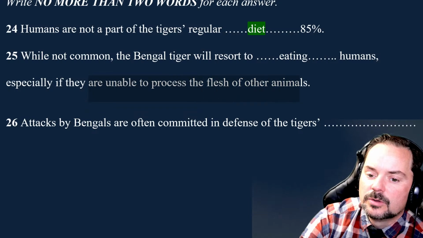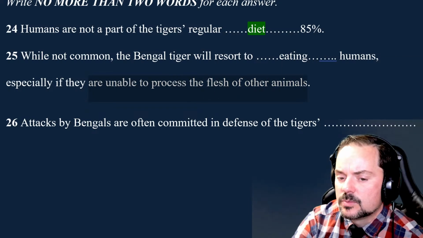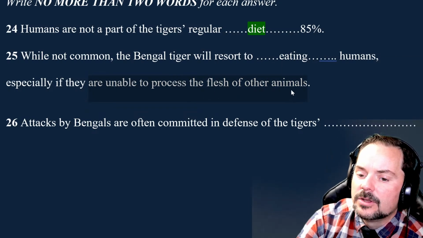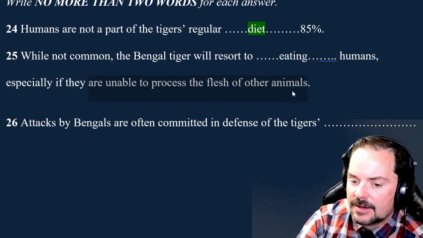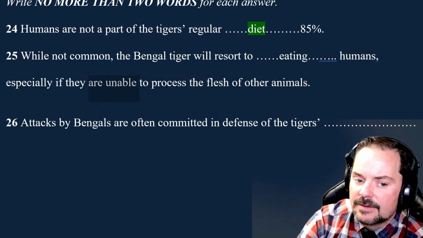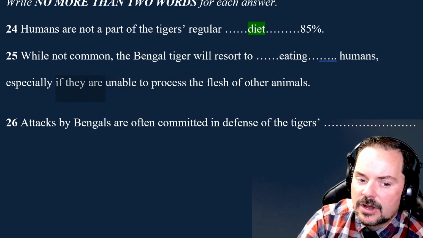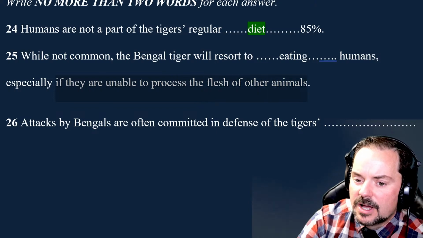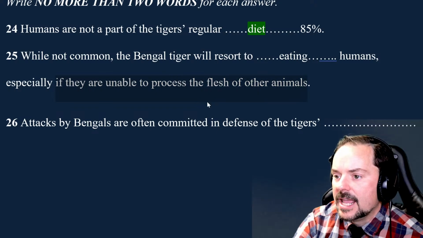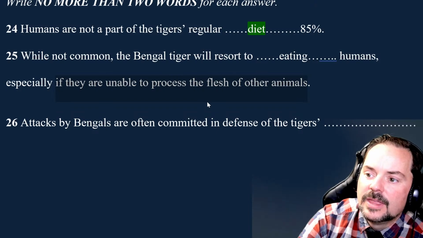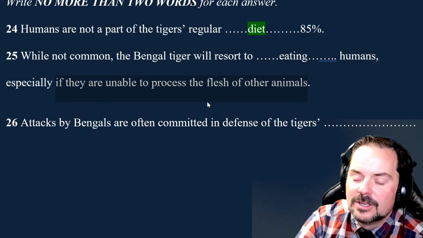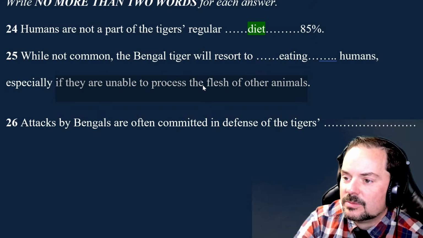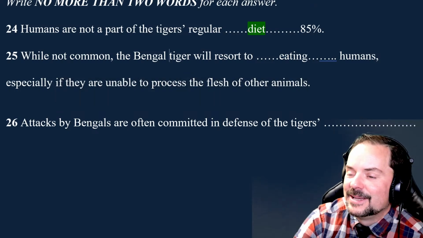So, if somebody says to the examiners, why? They said attacking in the text, why isn't attacking correct? Then the examiner will say, well, the reason why attacking is not the best answer, and in IELTS you have to have the best answer, is because in the second half of the question it says, if they are unable to process the flesh of other animals. Basically, they're saying if they are not able to eat other animals, they will eat humans because humans are easy to eat, right? We're soft. We eat potato chips and sit in front of a computer. We don't run around in the jungle all day, so we're easier to eat. So that's basically the reason.